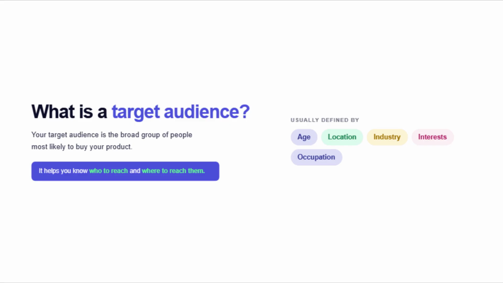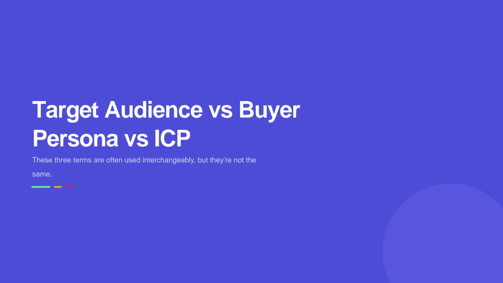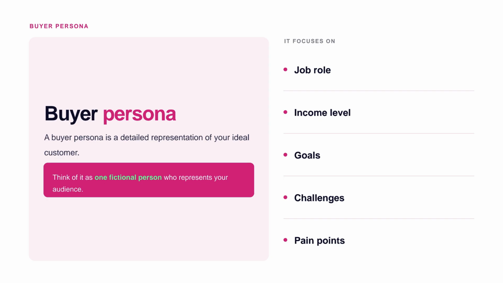You define it using things like age, location, industry, interests, and similar basics. This helps you understand who you should be reaching and where you should reach them. Now, this often gets confused with 2 other terms like buyer persona and ICP. Your buyer persona is more specific. It's like one fictional person who represents your ideal customer. You go deeper into details like their job, income level, daily problems, and pain points.